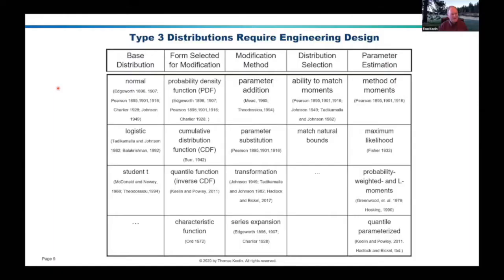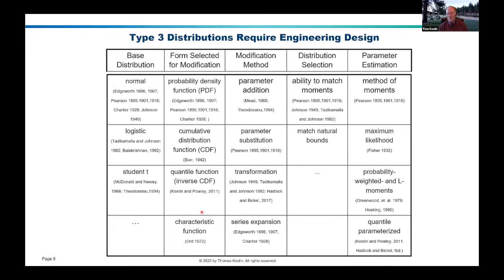Now, I'm not going to go into this chart in great detail, but one of the things I learned along the way is it really isn't easy to develop a new family of probability distributions. A lot of people have tried and done so over the years. Normally, what people do is they start with some base distribution, which might be the normal or the logistic or the student t, and then they modify some form of that distribution in some way.